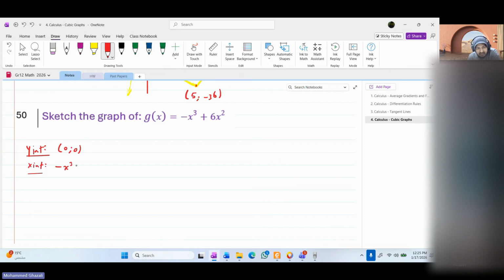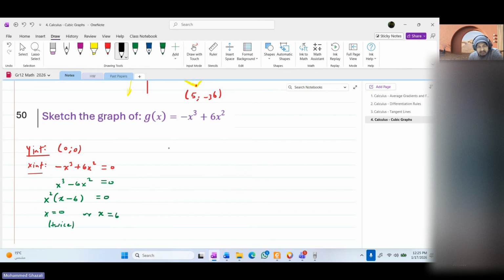So minus x cubed plus 6x squared is equal to 0. So what we need to do is write it in standard form first. Then take out HCF, highest common factor, which is x squared into x minus 6 is equal to 0. Now solve. X is equal to 0. But remember, x is equal to 0 what? Twice. Or x is equal to 6.